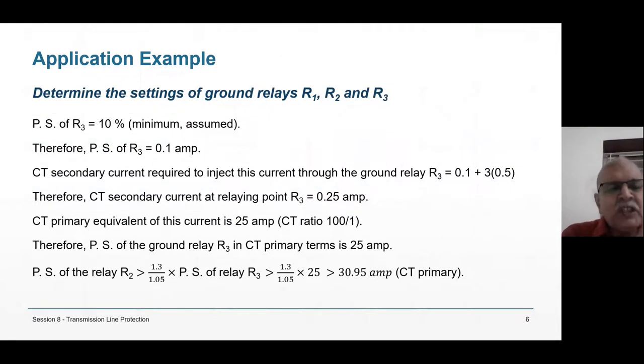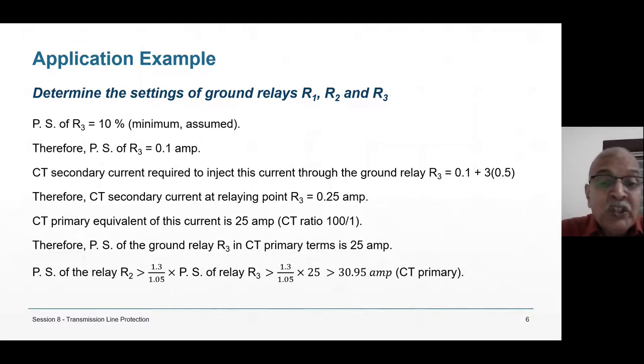Going further, we have to determine the flux settings of the ground relays. PS of R3 is not given, but we will take the minimum 10%, because that is the minimum available and we want the relay to operate as fast as possible. PS of R3 also, we take the minimum 0.1. You can take 0.05 also, because it starts from 0.05, but I have assumed 0.1.